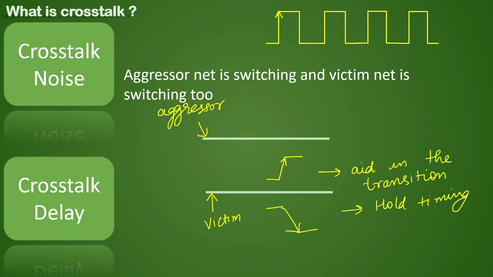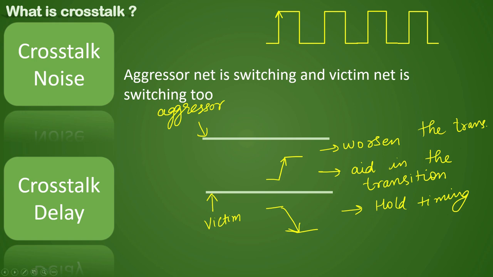At that time your aggressor will cause the victim transition to go bad, so your transition will be bad for the setup, and it is called negative crosstalk or negative delta delay because it is bad for your transition, so it will worsen the transition. You can say that it will worsen the transition and it is bad for setup. So negative crosstalk is when your victim goes in the opposite direction with respect to the aggressor, and when it is changing in the same direction, then it is good for setup, or you can say bad for hold.